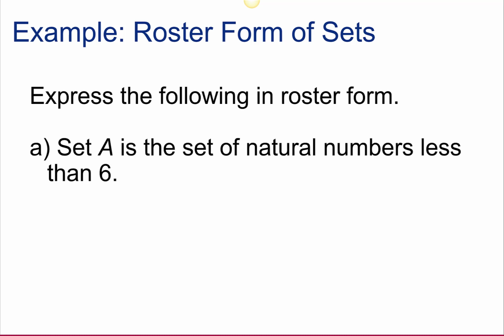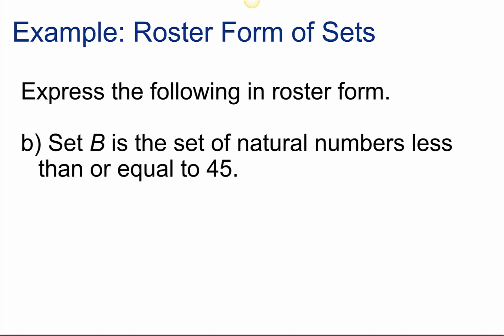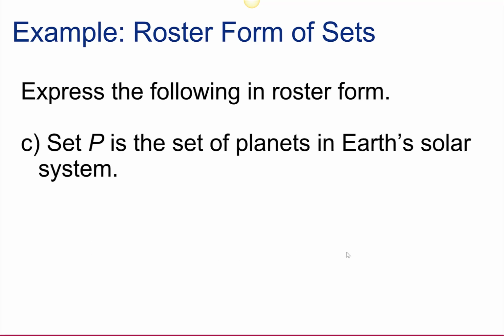Okay, so we know natural numbers begin at 1, and this says it goes up to less than 6, so it's going to be the set with the elements 1, 2, 3, 4, and 5. Set B is a set of natural numbers less than or equal to 45. Now, in this case, we don't necessarily want to write out all the elements, so we use the ellipsis. We go 1, 2, 3, comma, and then the ellipsis, which tells us that the pattern continues in the same fashion until we get up to 45.